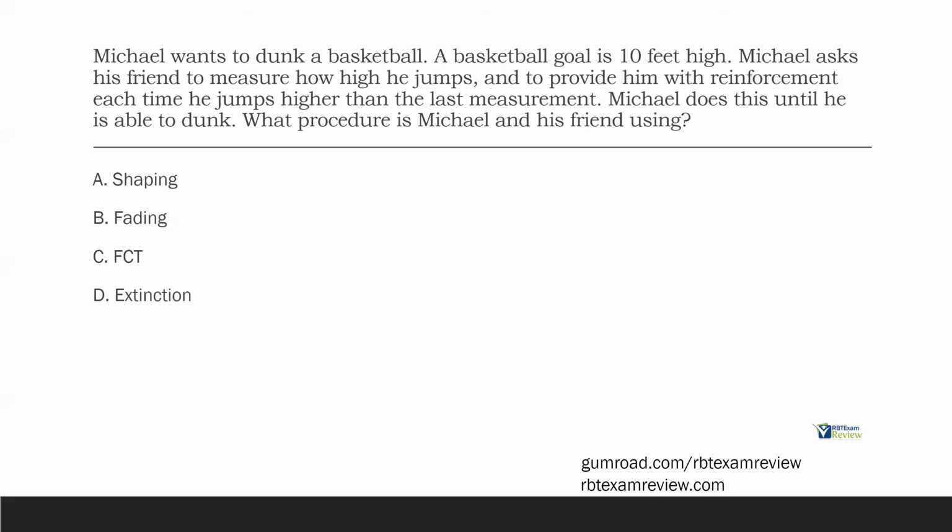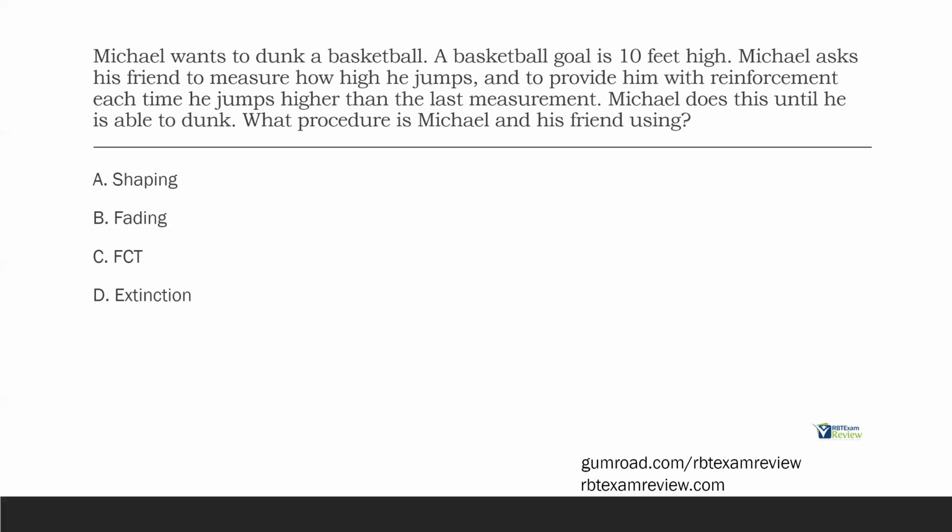So what procedure is this? This is A, shaping, textbook shaping, right? Reinforcing this approximation of this dunking or 10 feet high behavior, okay? Each time he jumps a little higher, he gets reinforced. Textbook shaping, okay? Very easy question, actually. So if you've been studying, you should be able to answer this question fairly quickly, okay?